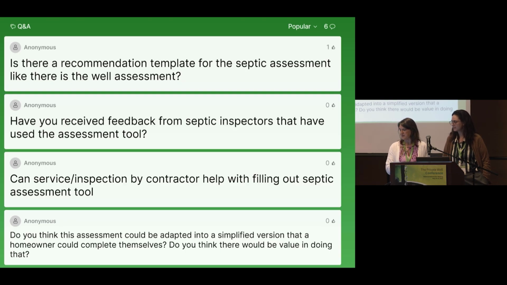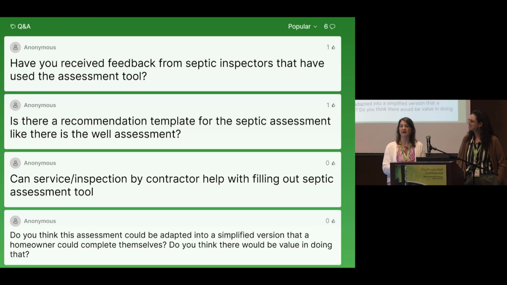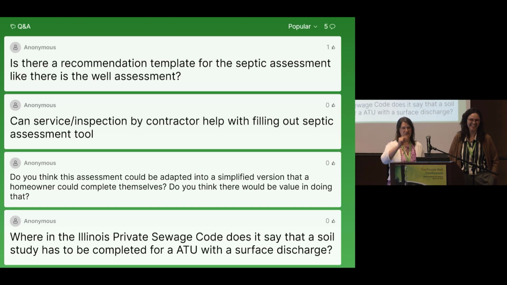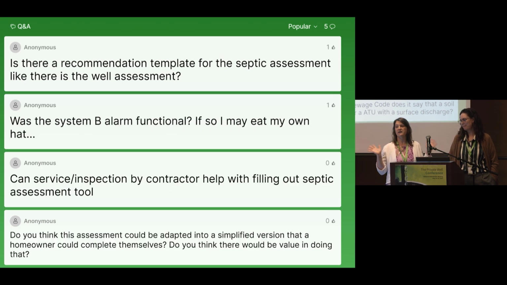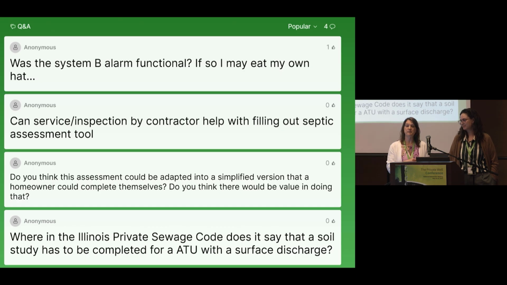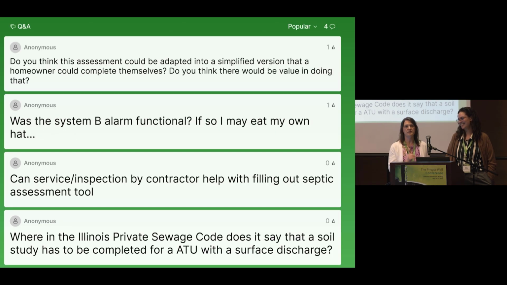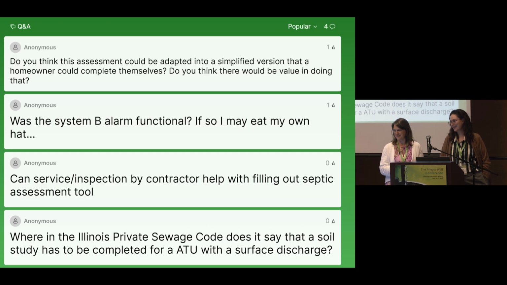Have you received feedback from septic inspectors that have used the assessment tool? We actually have gotten about that much. One of the first things that people said is, it's so long, I don't want to look at it. Some of the feedback we've got is, just go out and do one. Once you do the first one, you'll realize how easy the assessments are, and you don't have to fill all this information out. It just looks a little intimidating, but it's really not.